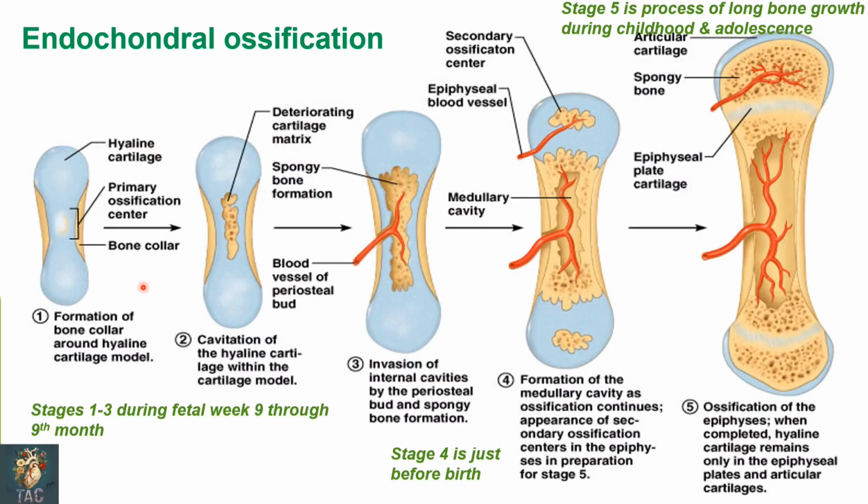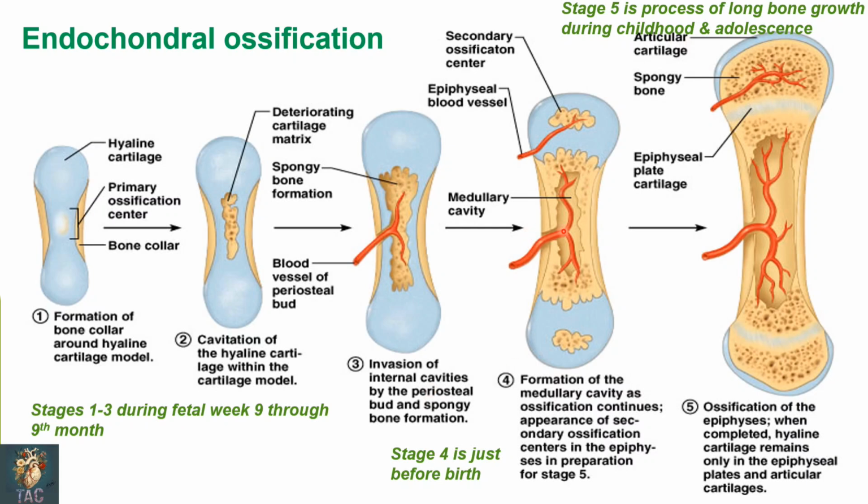Again, in this diagram you can see the different stages. The first stage is formation of the bone collar around the hyaline cartilage model. Second is cavitation of the hyaline cartilage, in which the cells hypertrophy and then deteriorate, and in the third step blood vessels appear, and along with the blood vessels the osteoblast appears and osteoid will be laid down. These three steps usually take place in fetal life from week 9 through 9 months. This is a very important MCQ.